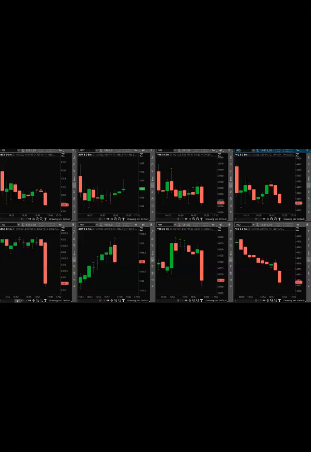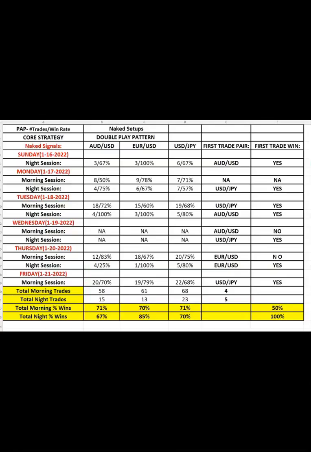Okay, so let's take a look at our weekly stats for the live chat room. Here we are, the stats for the pattern for this last week. Once again, these are naked setups, which means we're only looking at really that first dimension. We're not looking at the total of 4 dimensions, which we look at when we're actually placing a trade. But nonetheless, that first dimension alone does have some pretty high probabilities.